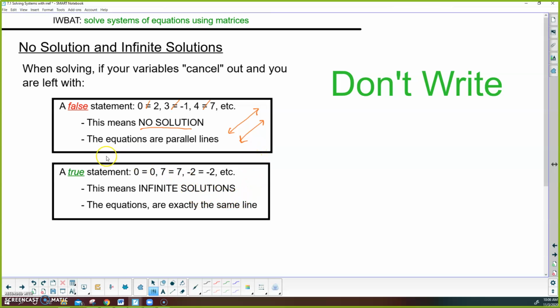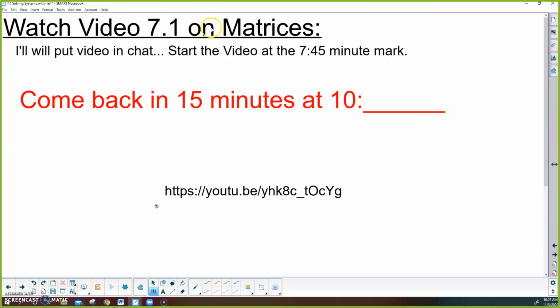All right? But what if you end up with the variables canceling out and you have a true statement? What if 0 equals 0, 7 equals 7, negative 2 equals negative 2? This means that your first line, if you were to graph it, is actually the exact same thing as the second line. So when you end up with the true statement, remember that is what we call the infinite amount of solutions. Every single x pairing on that line will create a true expression, which means it will work. Okay, so that's the prerequisites we need going into this piece on matrices.